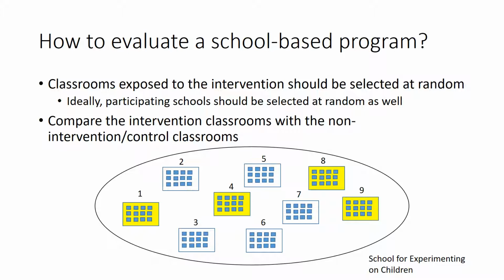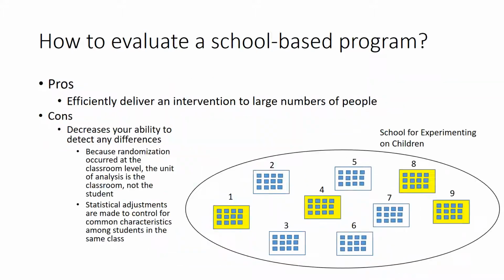But so the schools themselves may not be randomly selected, but the classrooms within the schools should be randomly selected, both for being part of the study as well as for being exposed to the intervention. And then what you do is you simply compare classrooms that had the intervention to classrooms that didn't have the intervention, and these classrooms that didn't have the intervention act as your controls.